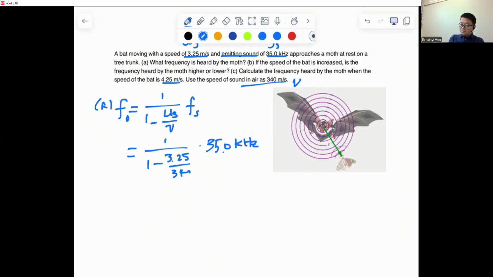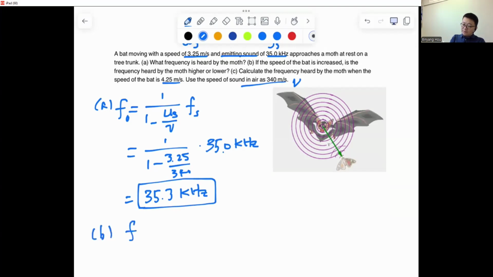This gives us 35.3 kilohertz. So the moth is hearing a higher pitch, if it hears at all. All right, in part B, we know that F_O is equal to 1 over 1 minus U_S over V, times F_S, right? Everything else stays the same, but this U_S increases.